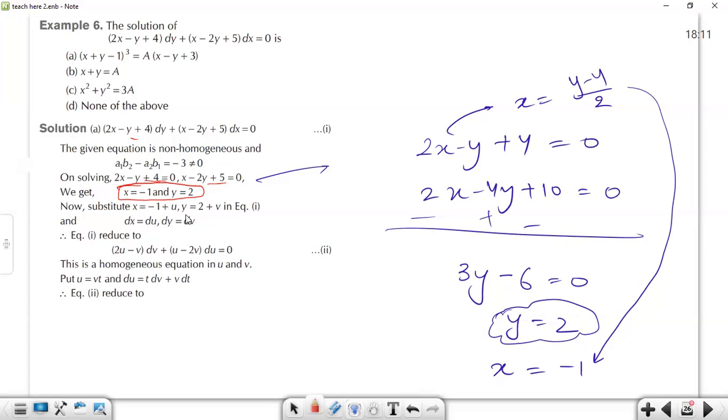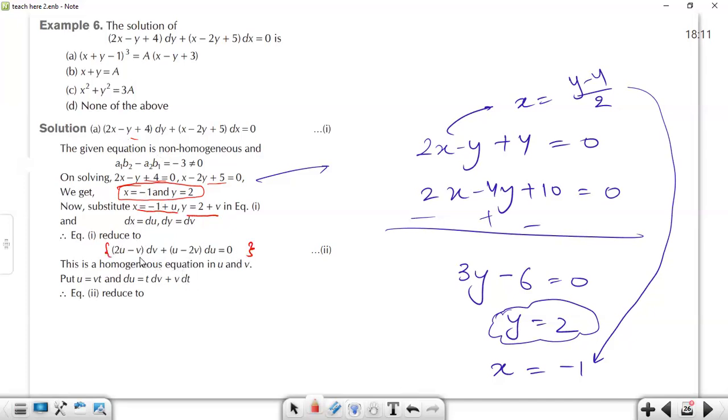Simply dx is equal to du. On differentiating, we find that dy is equal to dv here also. So the equation will be reduced to 2u minus v. After we put x is equal to this and y is equal to this, the differential equation will be reduced to this.